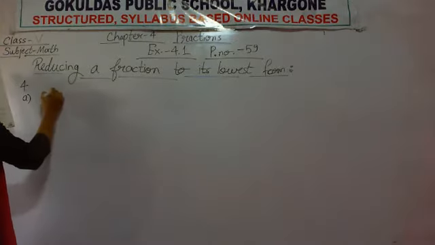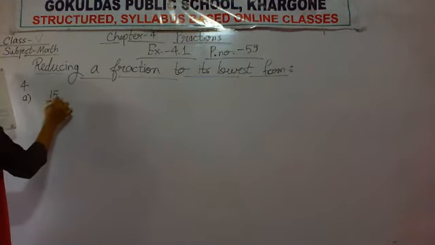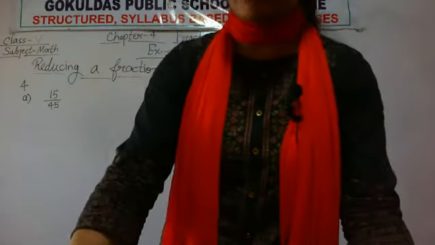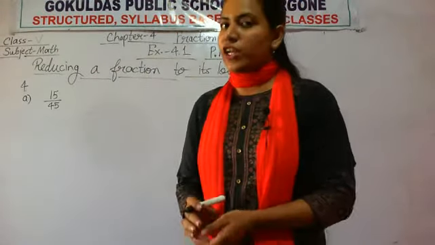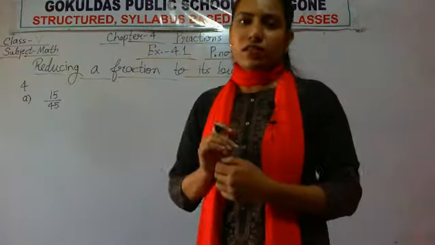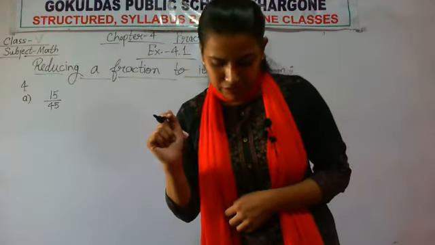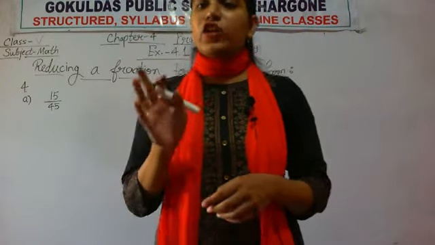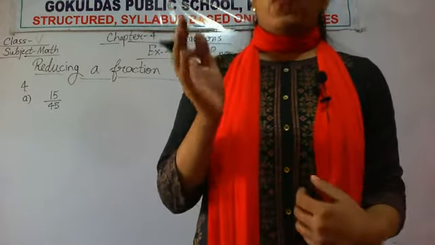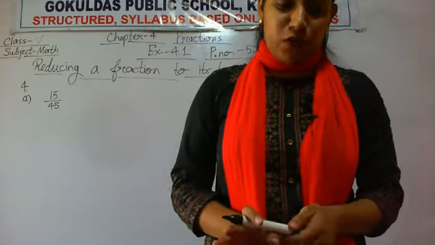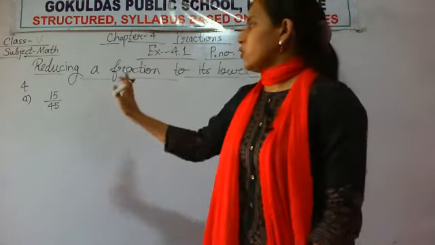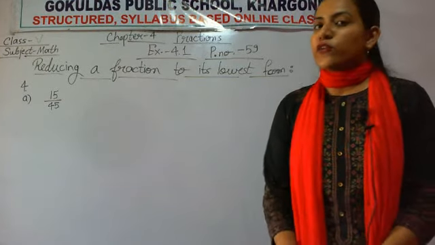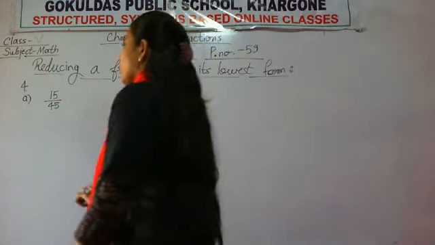And what is the fraction? 15 upon 45 is your given fraction, right? And you want to reduce it to its lowest form. There are two methods given in your book, but I am telling you only one method so that you won't be puzzled. To get the lowest form, first of all you need to find the HCF of both the numbers.